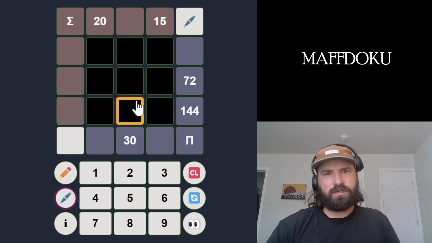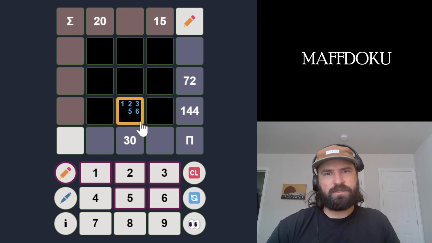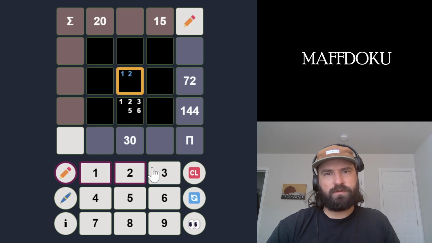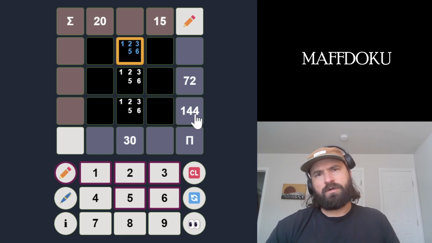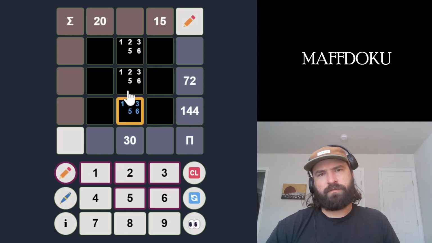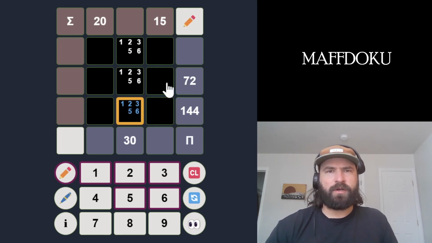So these numbers are coming from 1, 2, 3, 5, 6 as possibilities, which might not seem super helpful, but probably will be down the line. 72 and 144 have a bunch of 3s in them, or they're both divisible by 9 at least. So I would think that the 3 from this column would have to come from here, or the 6. I guess either way would probably work.